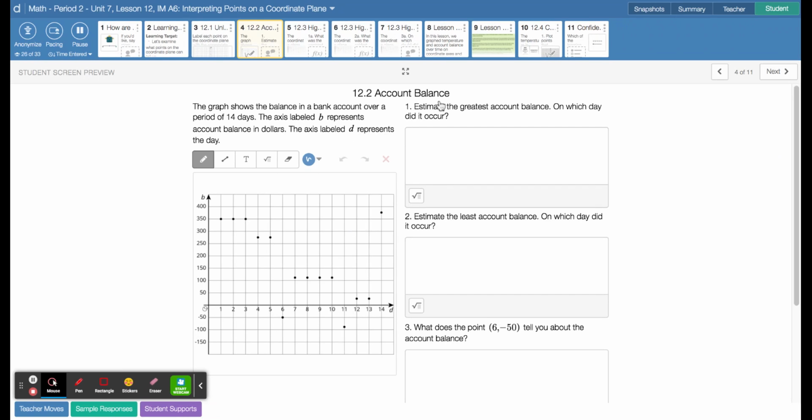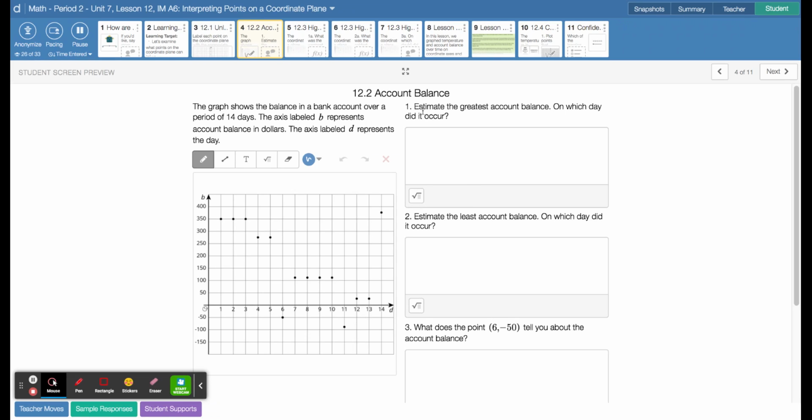So that means here that I'm looking at $100, for example. This one would be $350. This one would be $400. Over here, I see that this would be day 4 of the account. This would be day 11 in the bank account. This would be day 14 of the bank account. So we're going to use this graph to help us answer these questions.